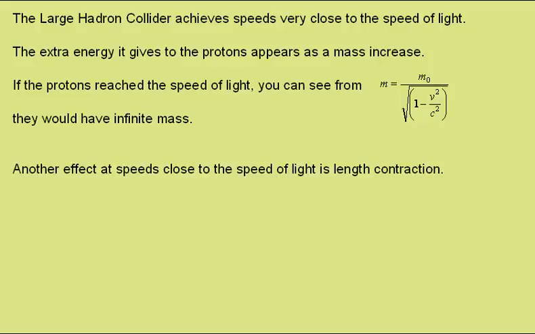Another effect at speeds close to the speed of light is length contraction. It can be shown that for moving objects, their length is equal to their rest length multiplied by the square root of 1 minus v squared over c squared. So the faster an object moves, the shorter it becomes. This effect, again, only becomes apparent at speeds very close to the speed of light. In most calculations, relativistic effects can be ignored.